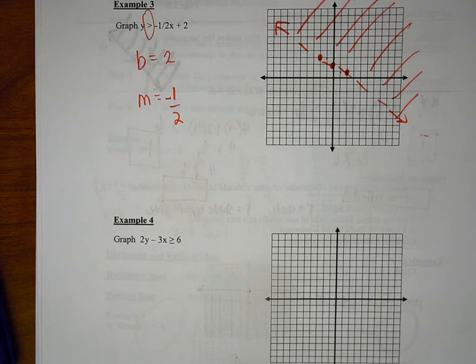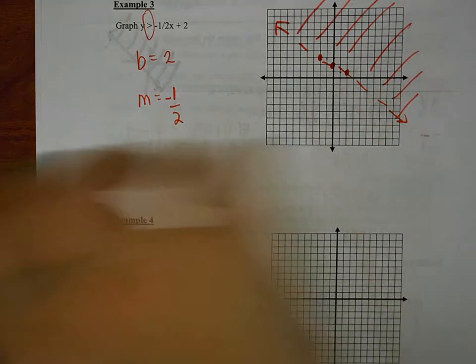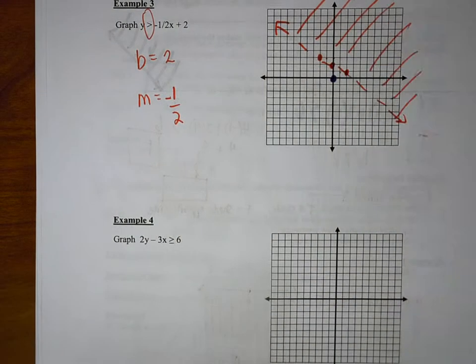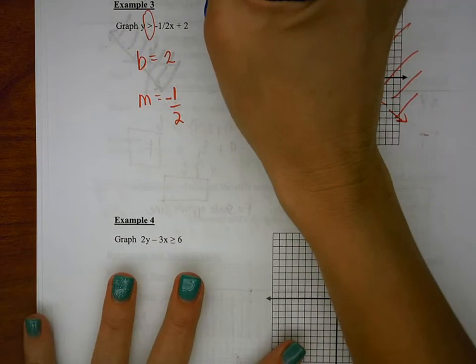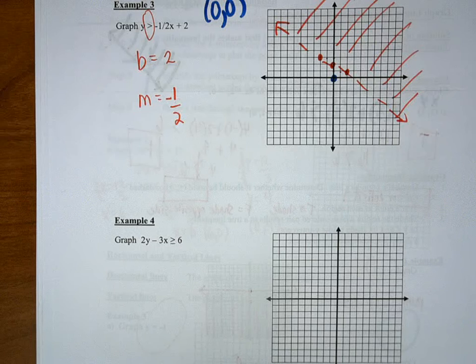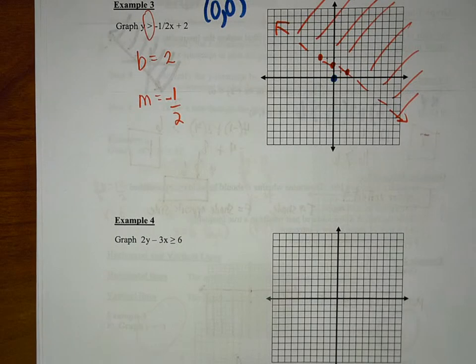Any questions on 3? Do you guys want me to do the point on this one? You want me to show you how the point works? Yes? So, okay, so again, is 0, 0 on my line? Right here? No. So I can choose 0, 0. So again, if I choose the point 0, 0, that means for x and y, wherever I see x and y in the equation, I'd be plugging in 0 for both of those.